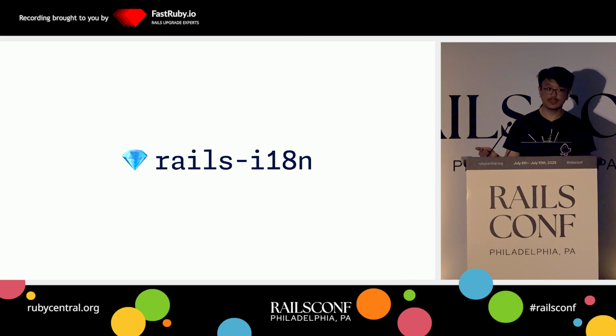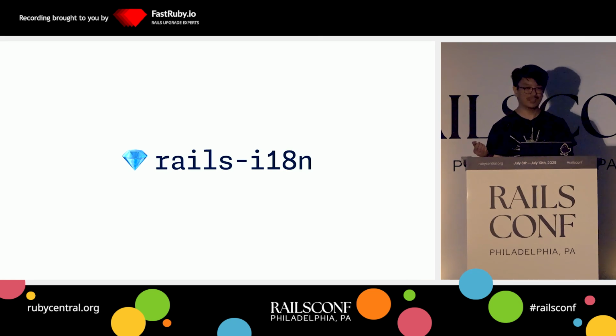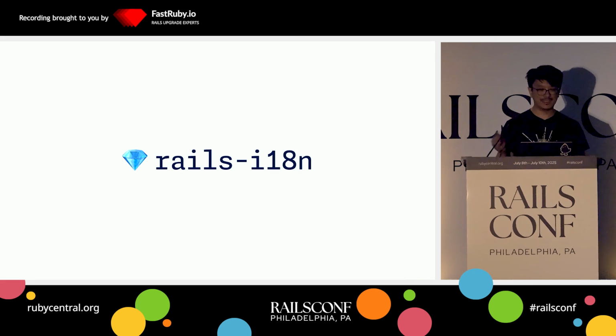So how do we use this data? How do we get it into Rails? And once again, there's a community gem for that. This one is called Rails I18n. This is another very generic name, but what it is is a combination of a bunch of different locale data that is just really easy to plug into your Rails application.